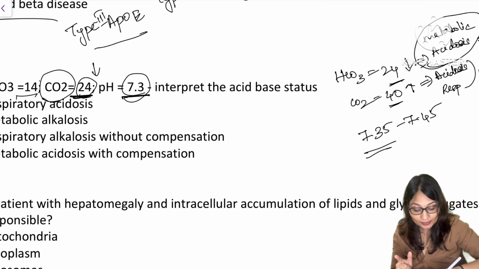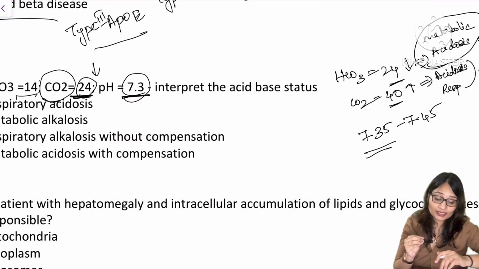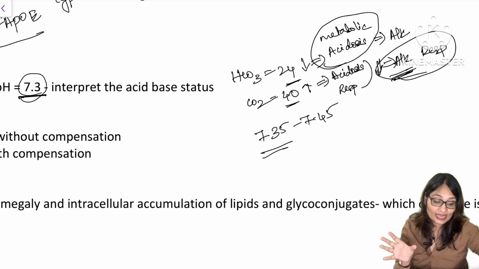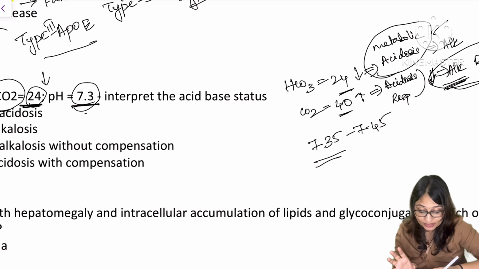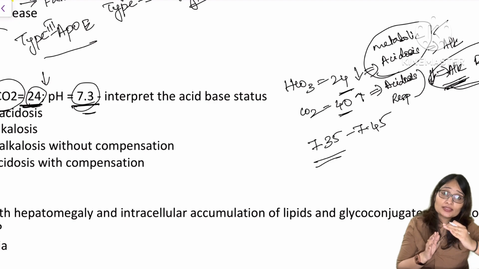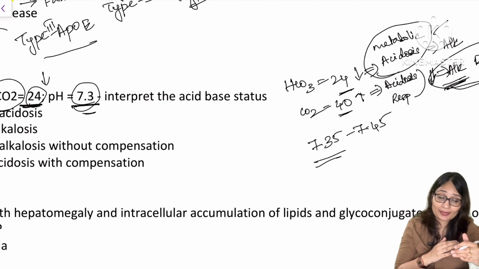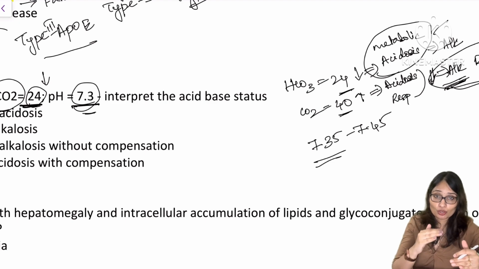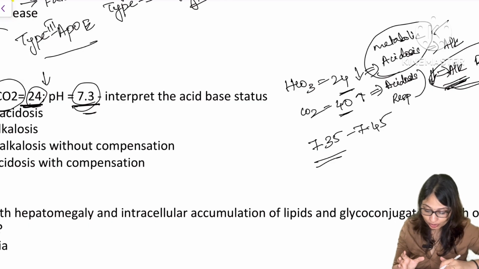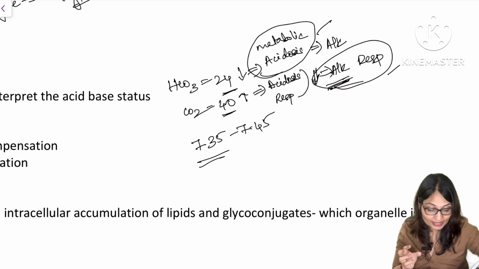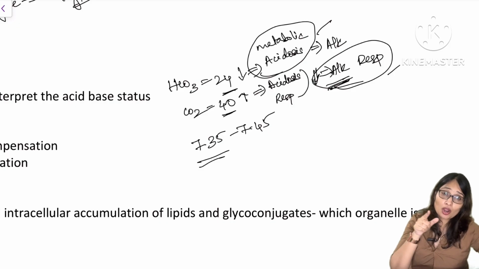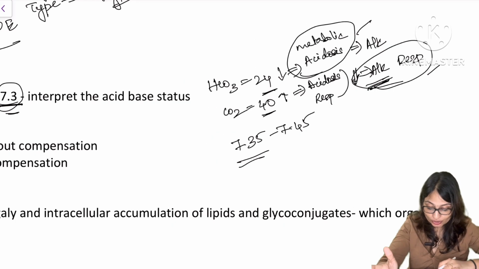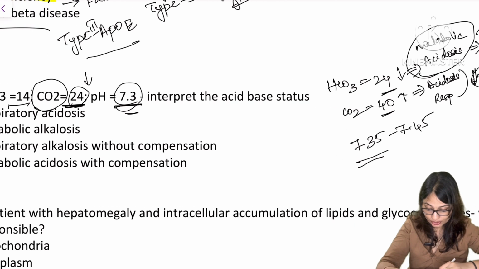If pH were deranged, we could simply say it is either metabolic acidosis or respiratory alkalosis. But since pH is normal here, it means that some amount of compensation has taken place, and that has brought the pH to the normal desired level. So there are two possibilities: either metabolic acidosis with compensatory respiratory alkalosis, or respiratory alkalosis with compensatory metabolic acidosis. Now let's see the given options.